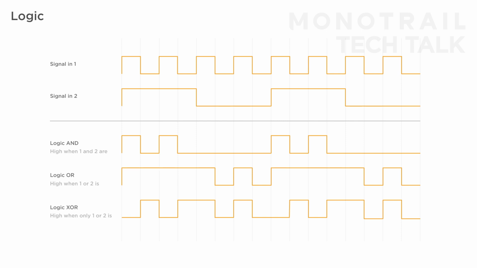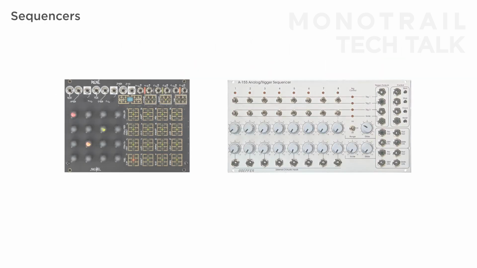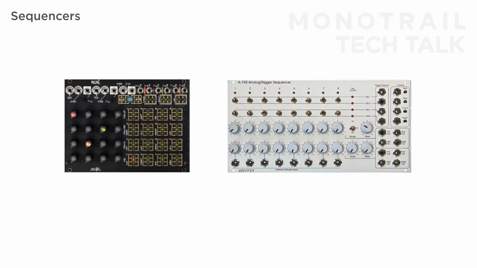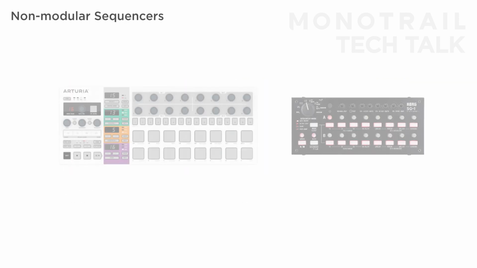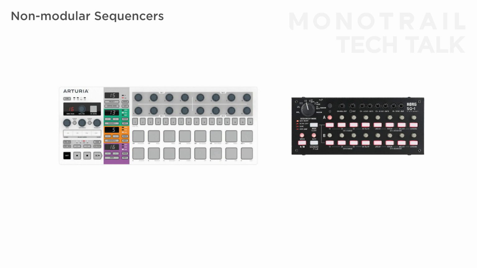I might make a quick video explaining logic in detail soon. Another thing to look at are sequencers. This is too big of a topic for now and there are many choices, but something like the Make Noise Relay or Doepfer A-155 will give you a huge amount of ways to play with melodies and triggers. And definitely don't forget outboard sequencers you like or already have.